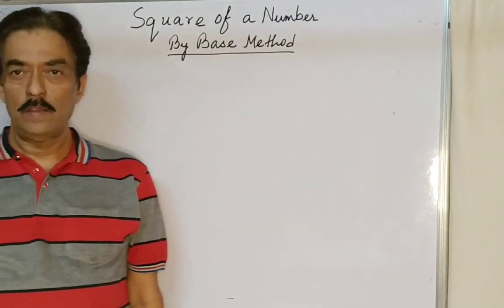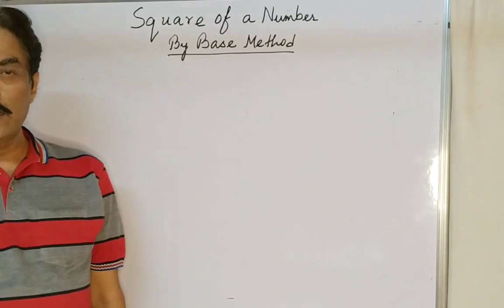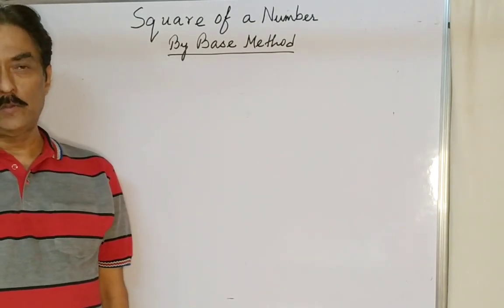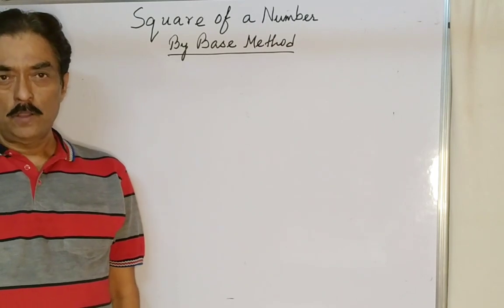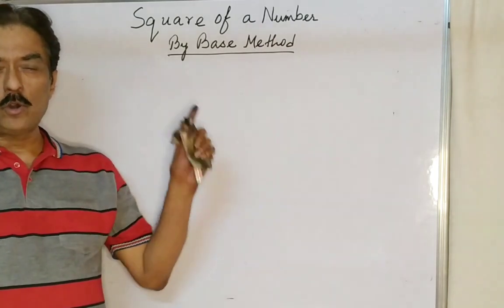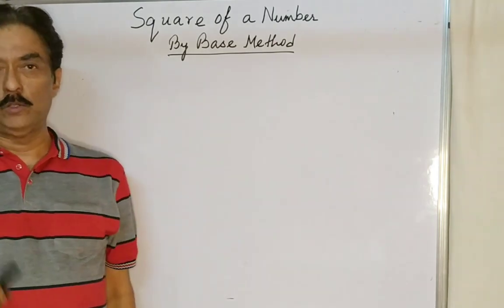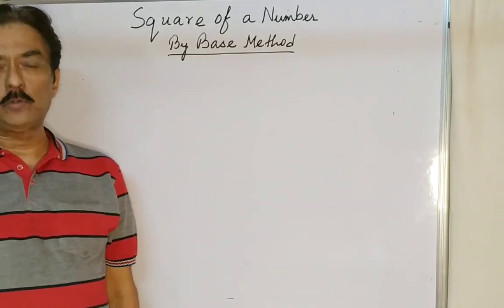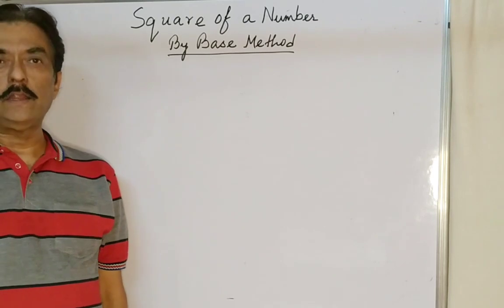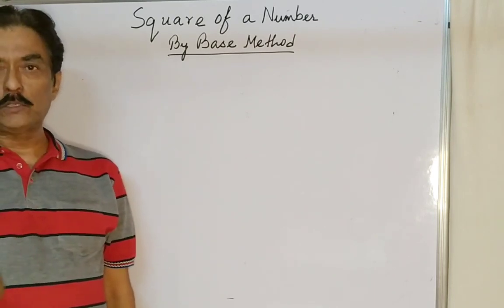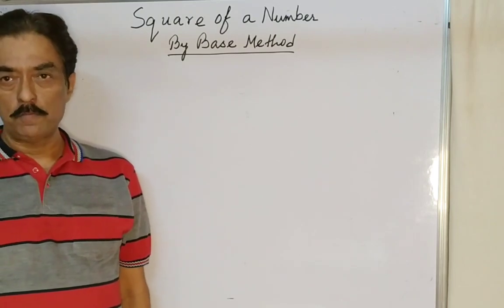Hi students, today our new and most interesting topic: how to make the square by the base method. My request, before watching this, please watch our previous videos: how to make the square of a 2-digit number, how to make the square of a 3-digit number, how to make the square of numbers ending with 5, and how to make the square of numbers with all ones.